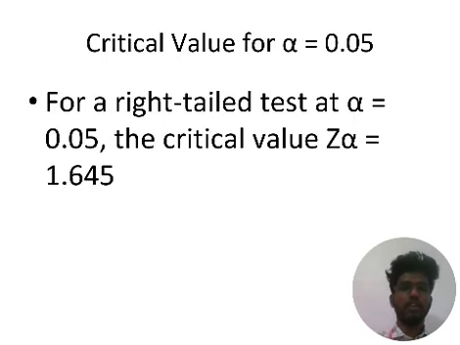And the critical value for alpha equals 0.05. For a right tail test at alpha equals 0.05, the critical value Z alpha equals 1.645. In the box you can identify these values.